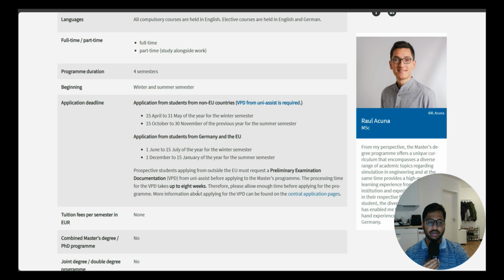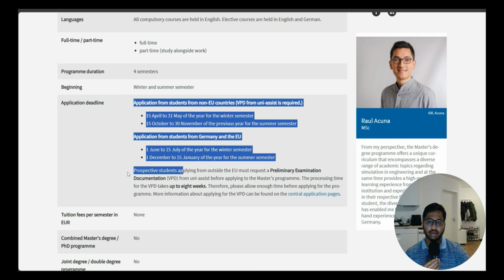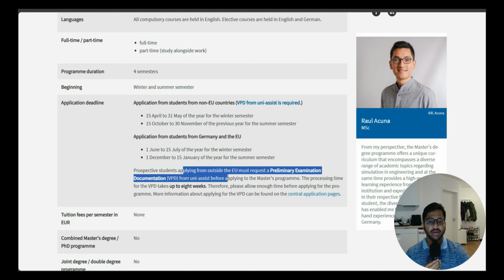For this particular application, you need to have a VPD, then apply in their online portal. So it's a two-step procedure. Then prospective students applying from outside the EU must have a preliminary examination document, which is the VPD from UNI assist, before applying for this master degree program. The processing time of the VPD takes 4 to 8 weeks.